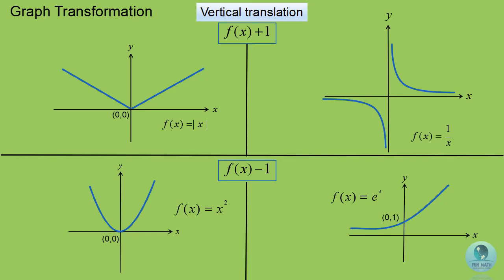Okay guys, let's move on to graph transformation. Let's look at the first transformation, vertical translation. When we write f of x plus 1, it means the graph will move up by 1 unit. If we write f of x minus 1, it means the graph will move down by 1 unit. Let's look at this example.